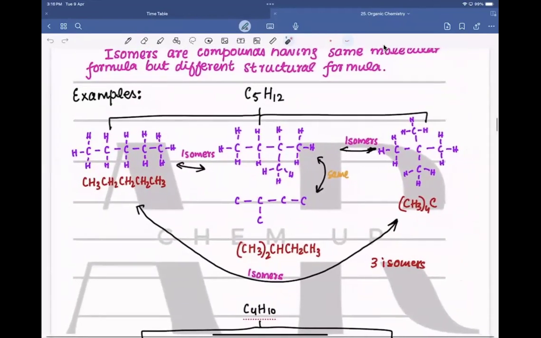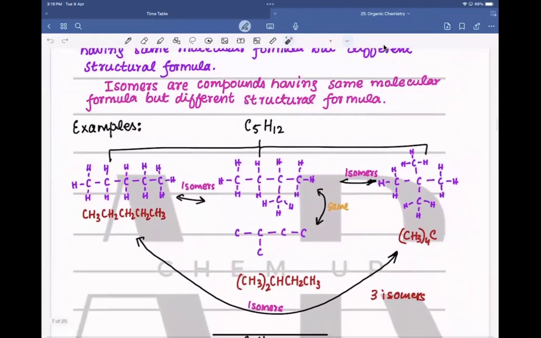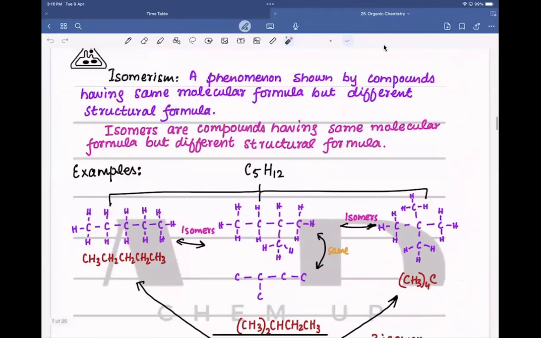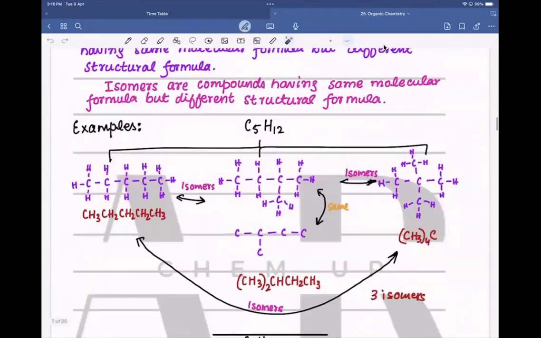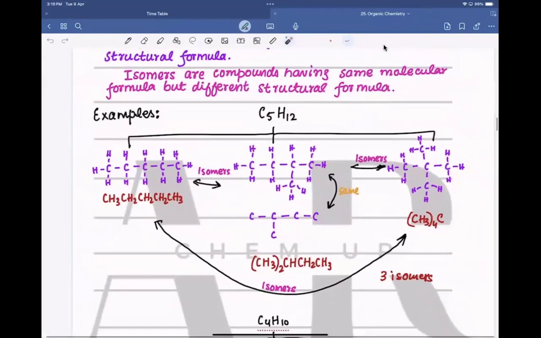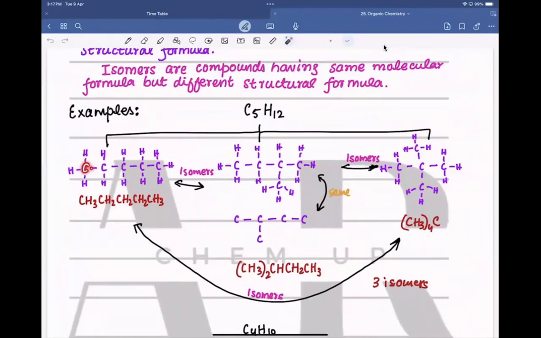So we have a molecular formula C5H12. Now have a look over here. We have studied these 3 structures. See how we will make the isomers. In the first case, I keep the 5 carbon atoms in a straight chain like this. Then see how many bonds are left for each carbon atom, and I put that number of hydrogens bonded to that carbon atom. I will get the same formula. So that is one isomer.